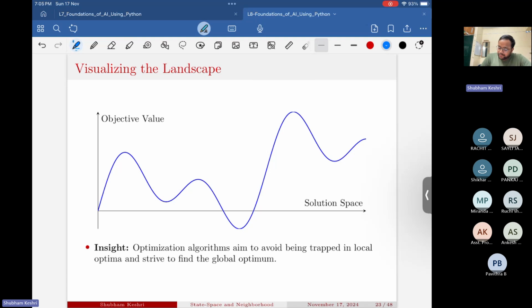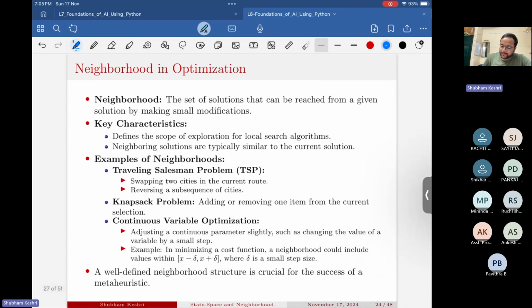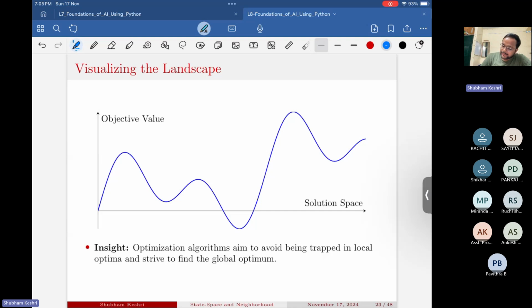So we have talked about search spaces. Before going to neighborhood, what is the idea of single solution metaheuristics? So we will talk about S metaheuristics.